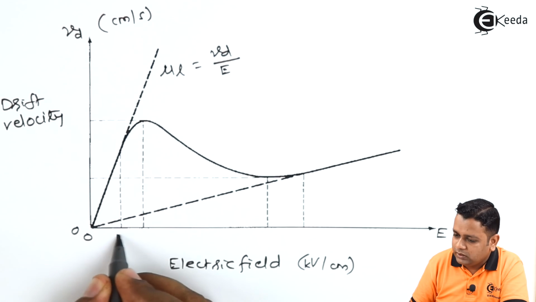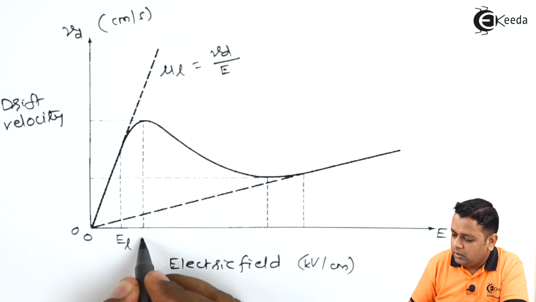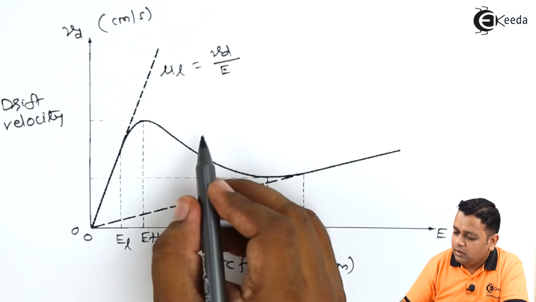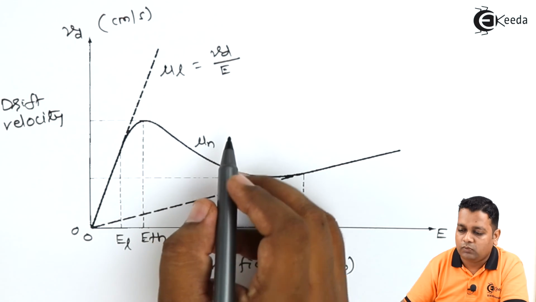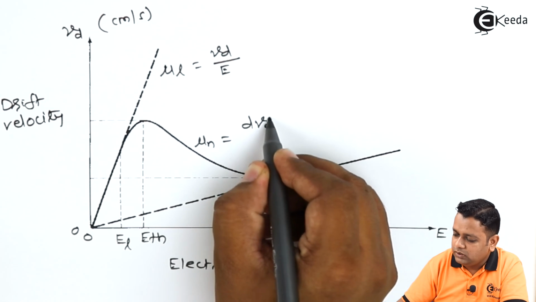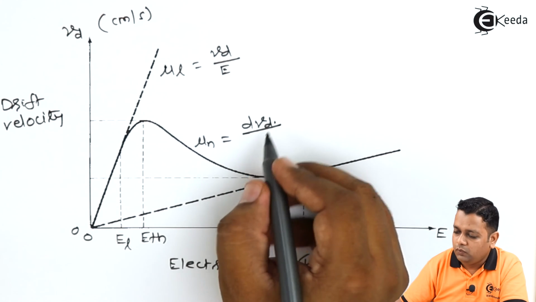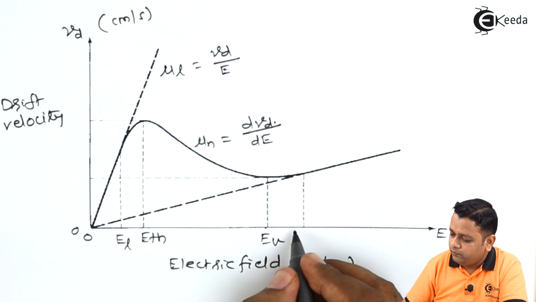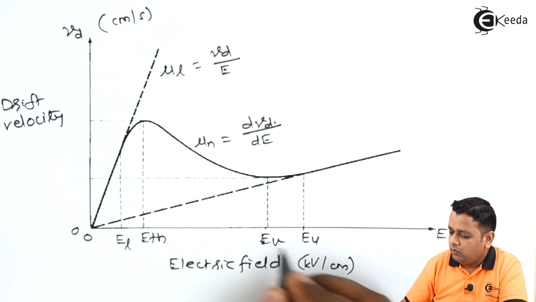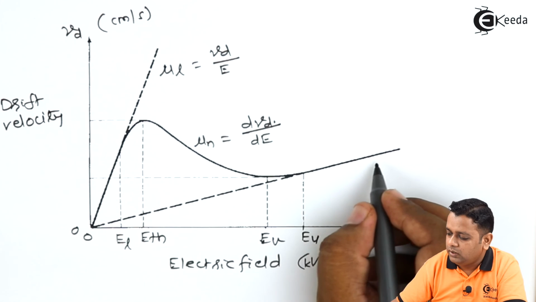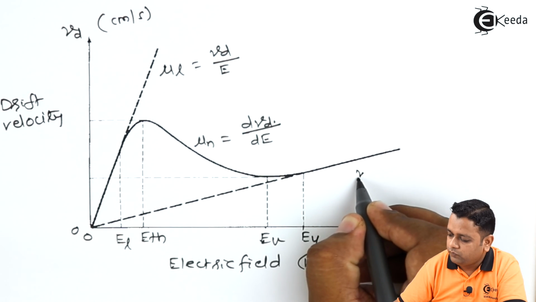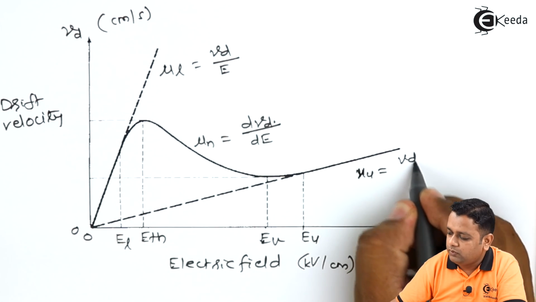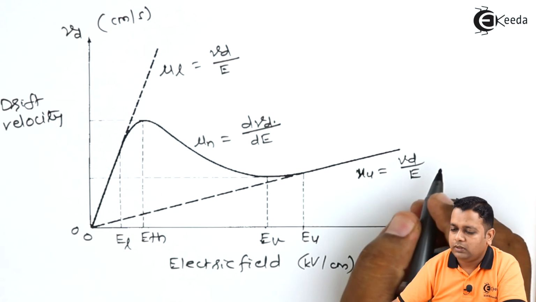Beyond that point, this is the EL marking, and this is the ETH marking. After this threshold value there is the negative resistance, and for overall electrons, mobility mu suffix n can be represented as the differential of the drift velocity Vd with respect to dE. This will be the valley point, EV, I mark. This will be the point of upper valley, EU, and from here we have the relation mu suffix u, the mobility in the upper valley, is equal to the drift velocity Vd divided by capital E.